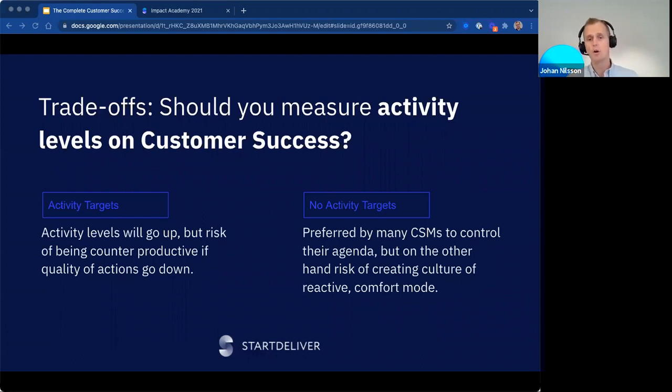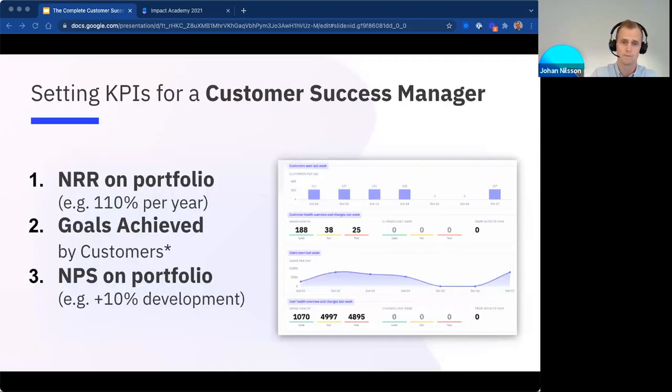On the other hand, if you have no activity targets, there's of course a risk. I would believe most customer success managers prefer it this way, but there's a risk that we only talk to the customers we know, we only react to incoming emails, and we don't do the need-to-be-done tasks and activities that really drive developments on the customer side. So again, trade-offs to be aware of when you look at evaluating and setting targets for a customer success manager.